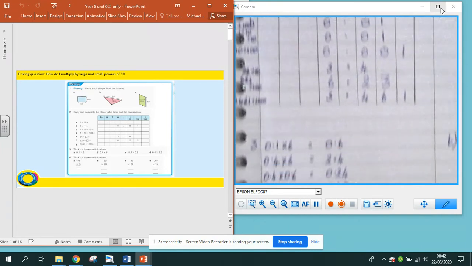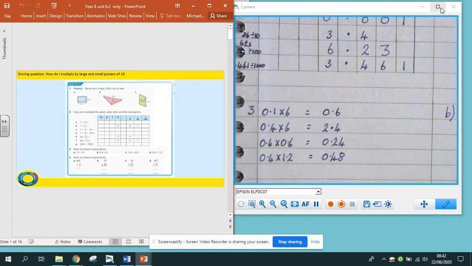Question 3. 0.1 times 6 is 0.6. 0.4 times 6 is 2.4. 0.4 times 0.6 is 0.24. And 0.4 times 0.12 is 0.48.